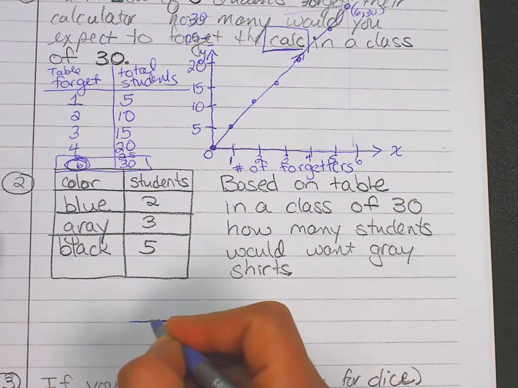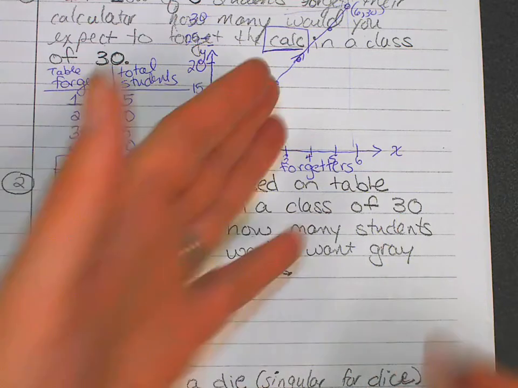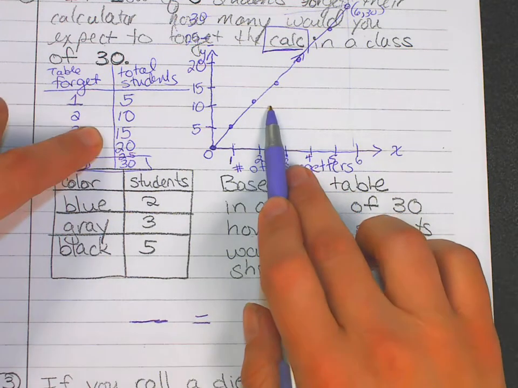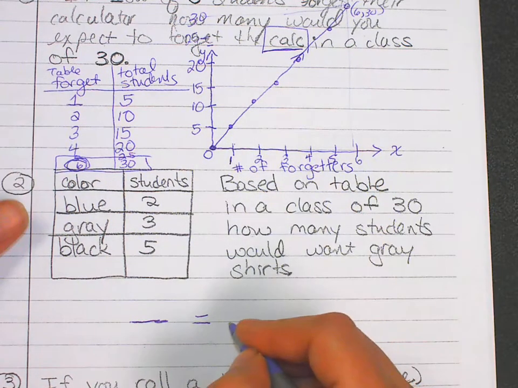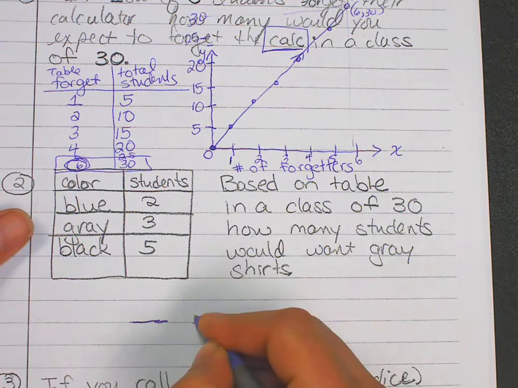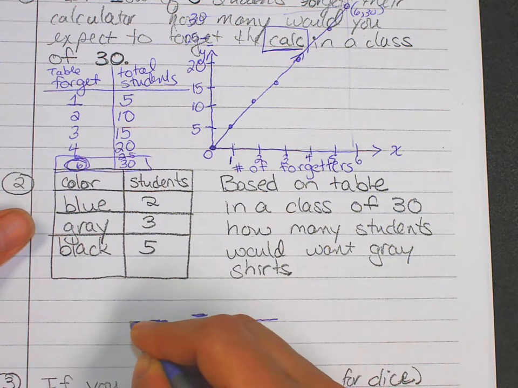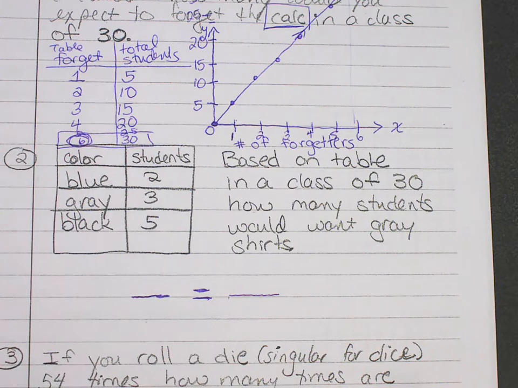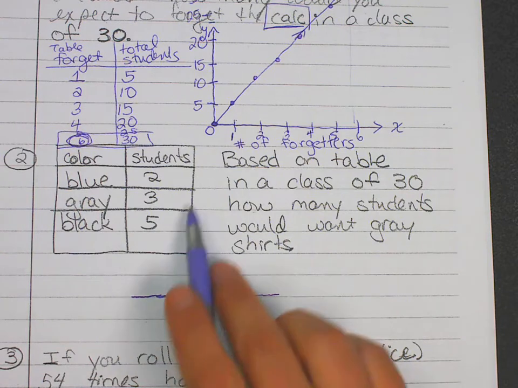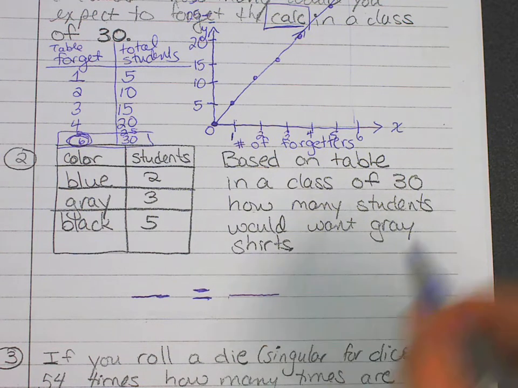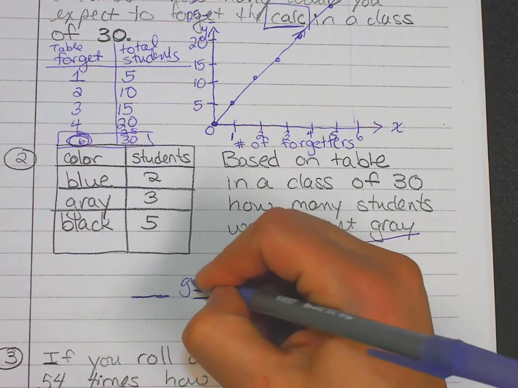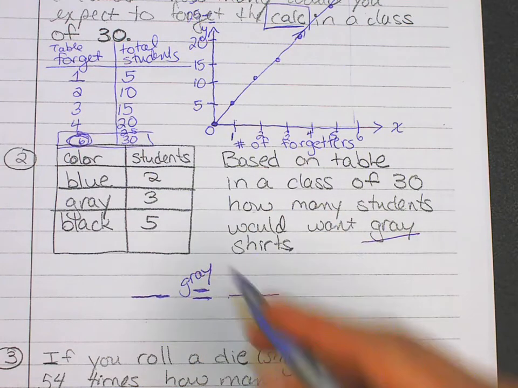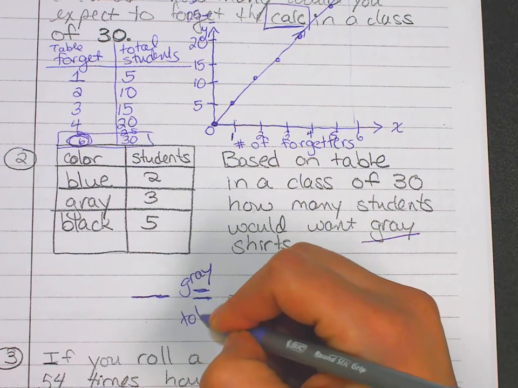I didn't actually write a proportion, but I did have a proportional graph and a proportional relationship or unit rate that is constant. This time I'm going to do a proportion. Proportions are when you have two equal ratios or two equal fractions. And it's very important to label what it is you are talking about. I want, how many students would want gray? And it's out of the students or the total.